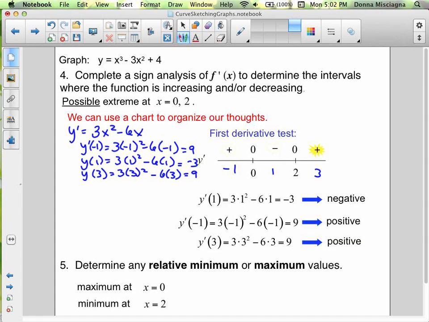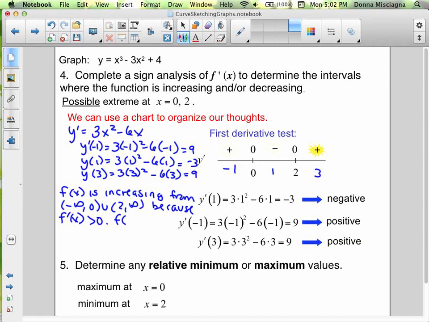So based off of our sign chart, we can see that f of x is increasing from negative infinity to 0 and 2 to infinity, because f prime of x is greater than 0. F of x is decreasing from 0 to 2 because f prime of x is less than 0.